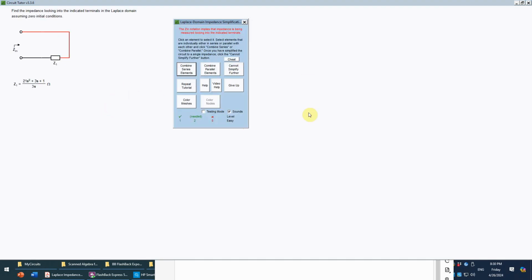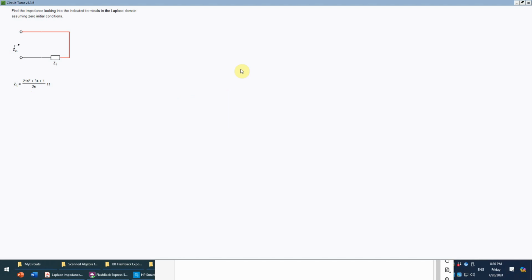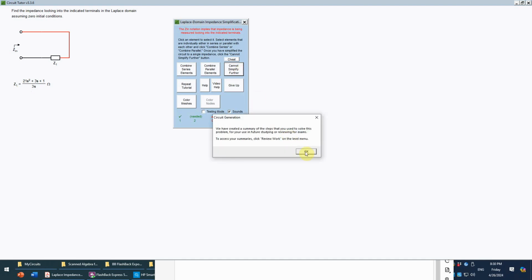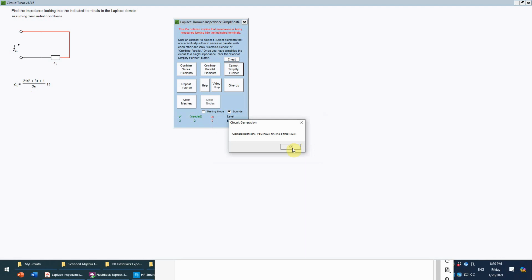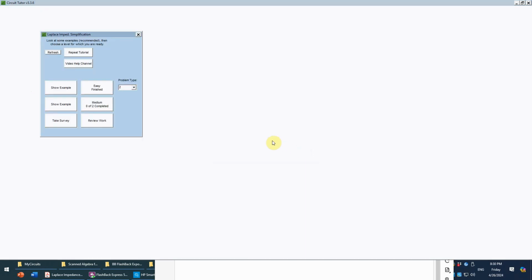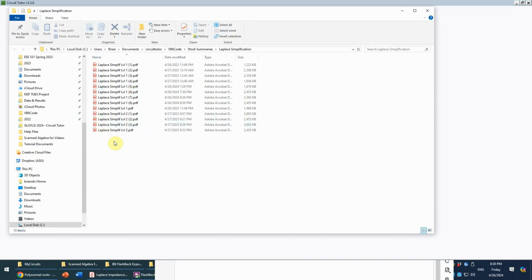And there it's shown in the build-up form while it records it. And that's correct. So now we have basically solved that problem. And once again, we just say can't simplify further. And it once again stores a transcript. And that finishes this level. And if you want to go back and look at your transcripts on any level, of course, you can click this review work button, and that'll just bring up your transcript files, and you can open the ones that you just created.